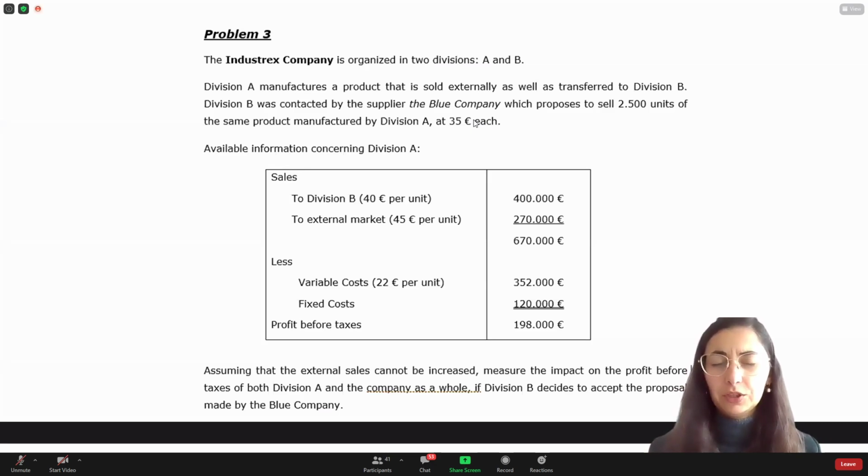Now, the impact on division A. The impact in division A is minus 55,000. 55,000? No. I didn't do it this way. I just thought that for the whole company, the cost will increase from 22 to 35 per unit, and made the calculation from there. Okay, so can you explain the calculations for the 32,500?